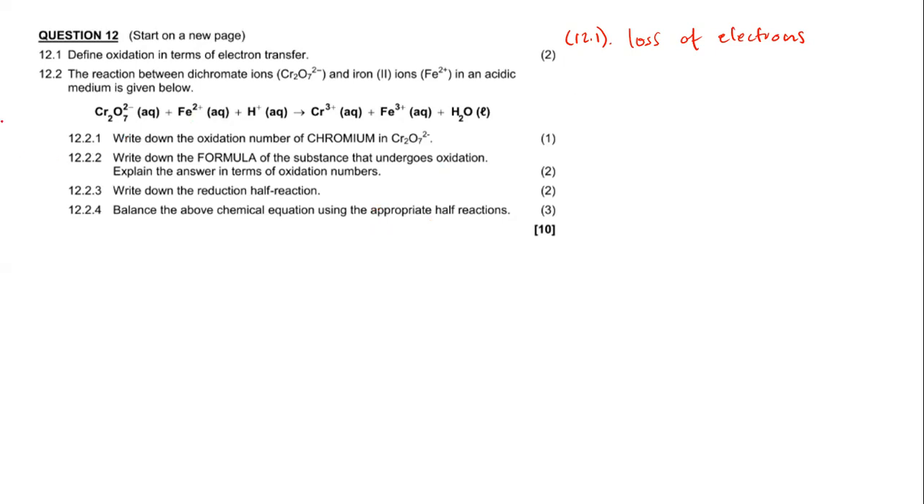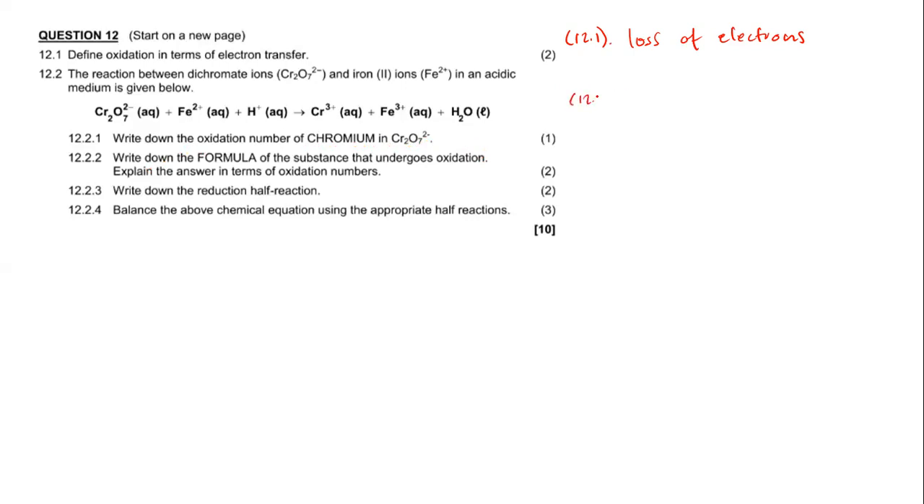Right. 12.2, they say, the reaction between dichromate ions and iron(II) ions, which is Fe2+ ion, in an acid medium, gives the following. Write down the oxidation number of chromium in Cr2O7 2-. A lot of people know that the oxidation number is 6. They can just write 6 and get away with it. You are done. But some people do not know how to get that 6. Let me show you quick.